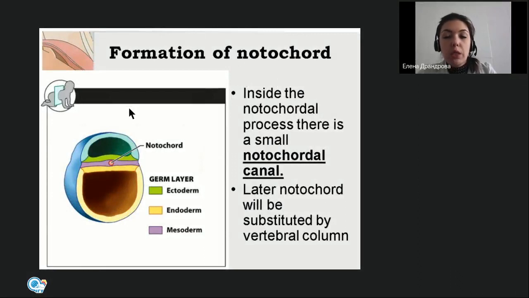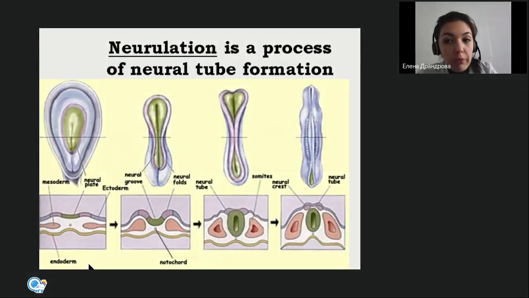In the very middle of the mesoderm, along the midline, the notochord is formed. Inside this notochord, there is a small notochordal canal. And later the notochord will be substituted by the vertebral column. We know that inside the vertebral column, inside the vertebral canal, there must be a spinal cord. So now we should realize how exactly the nervous system is formed. The process of nervous system or neural tube formation is named neurulation. And at the previous slides, we have already seen that nervous system neurons are developed from the ectoderm.